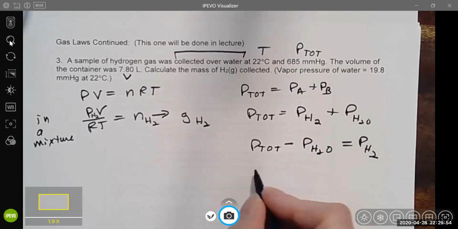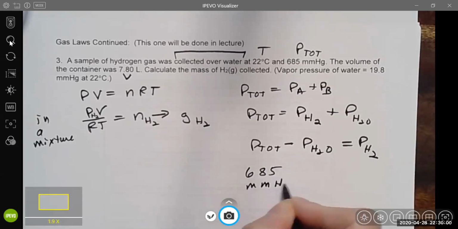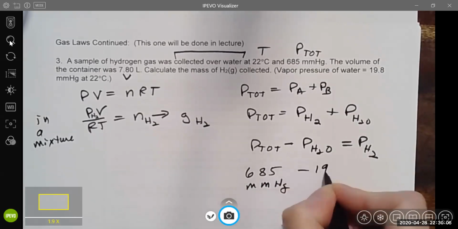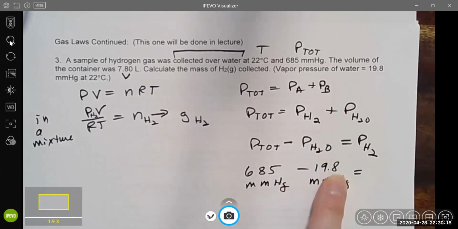My pressure total is 685 millimeters of mercury. Millimeters of mercury and torr are the same thing. My vapor pressure is 19.8, also millimeters of mercury. If for some reason these are not in the same units, like maybe if this is atmospheres and this is millimeters of mercury, this is almost always given in millimeters of mercury. Vapor pressure, almost always, when you look it up in a table, torr or millimeters of mercury. So if they're not the same units, you have to convert one to the other to make sure they're the same.